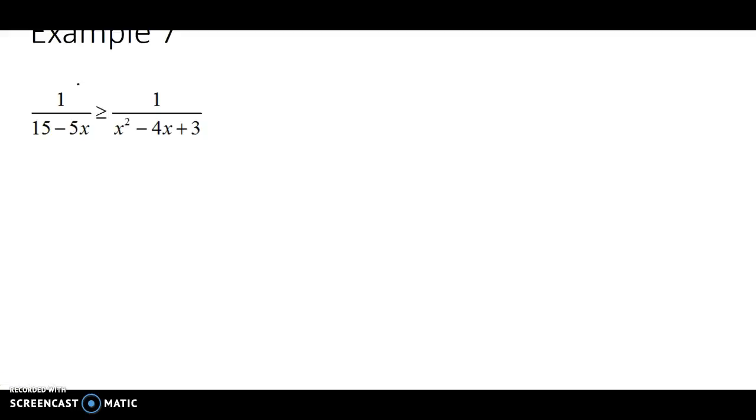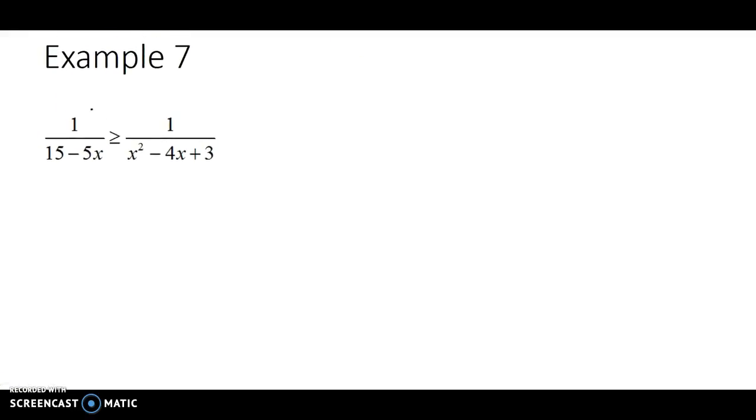Alright, so here's example 7 from your notes. We've already done the rational examples where we've talked about where to find an inequality. First we have to find where they're equal to each other. So the first thing we'll do is find out where these two are equal to each other, and that will be part of our solution because of this inequality. So we're basically going to solve this proportion.